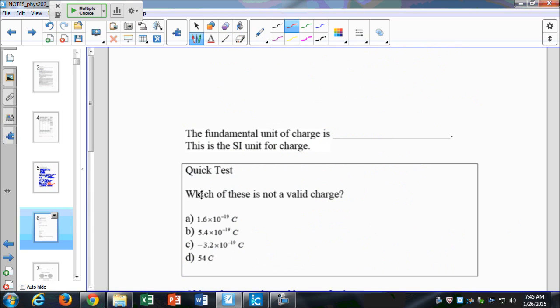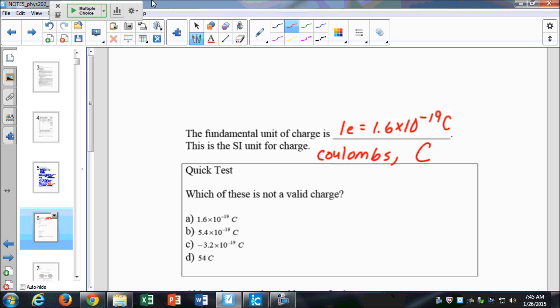And as I said, the fundamental unit of charge is 1.6 times 10 to the minus 19 coulombs. And the coulomb is the SI unit for charge. It's named after the scientist, I forget his last name. So it is capitalized when it's abbreviated.